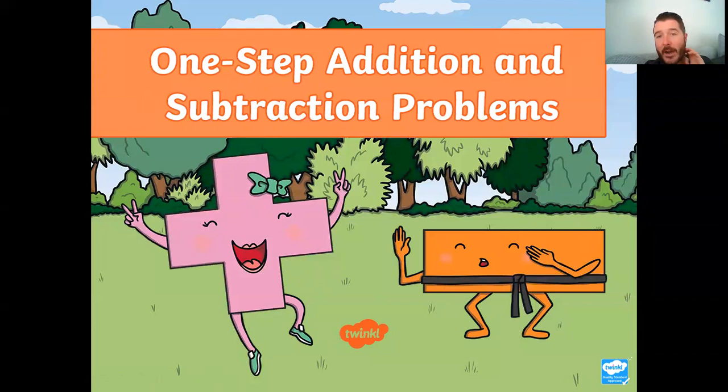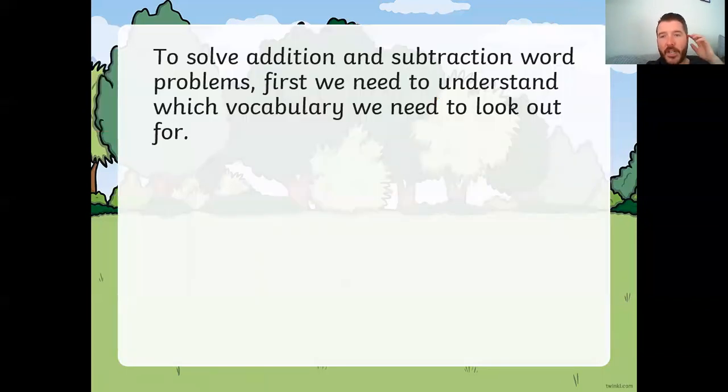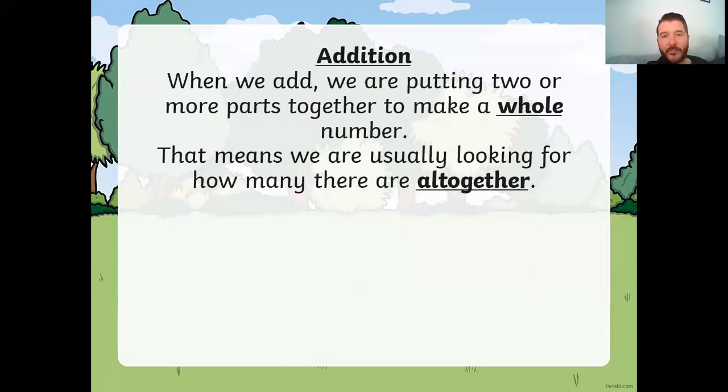So I'm going to talk you through how we go about solving them, because we're going to be using a bar model to help us today, and I'll talk you through that later. So to solve addition and subtraction word problems, first, we need to understand which vocabulary we need to look out for. So there's certain words and certain phrases that let us know whether we need to add or subtract. Because if we don't know whether we need to add or subtract, we're not going to be able to calculate the right answer, are we? So let's have a look.